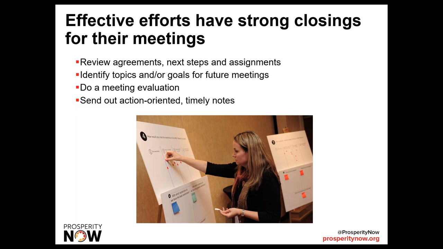Two, identify topics and our goals for future meetings. The best way to shape agendas is to work with your group that's going to be a part of the meetings, the meeting before, to say, this is what we accomplished today. What do we want to do next month? What are some topics or things we need to be prioritizing for our next meeting and conversation?